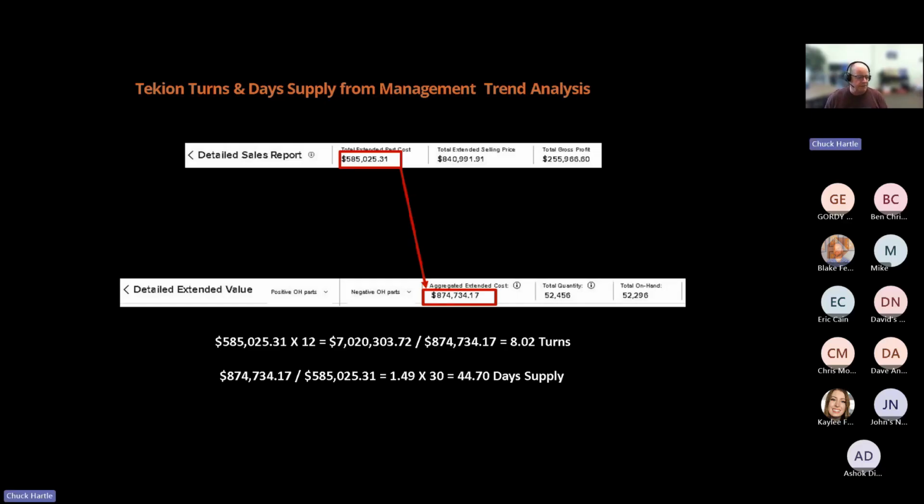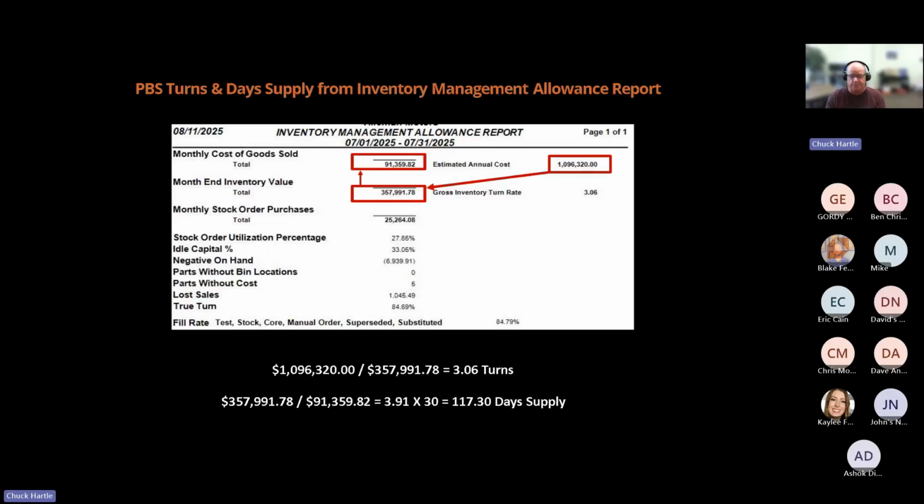Now, the best one is the next slide. If any of you happen to be on PBS, they actually do a perfect job when it comes to calculating your turns. It's the inventory management allowance report on the program. They take your monthly cost of goods sold, and I went in and just isolated July. They multiplied it out by 12, did the actual extension based on the current month cost of sales, divided it back into their month-end inventory value, and it calculates out the 3.06 turns.